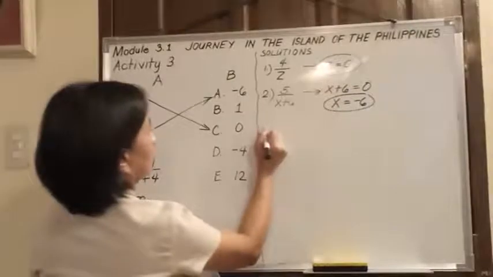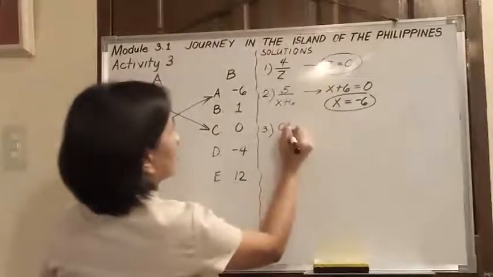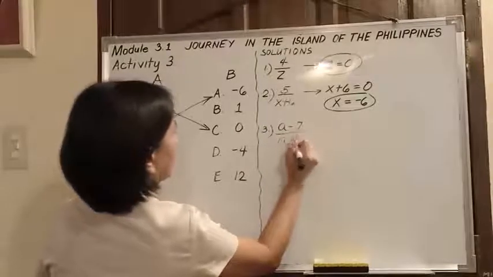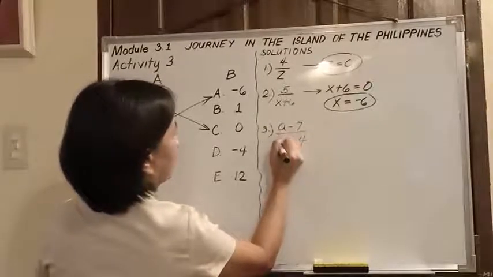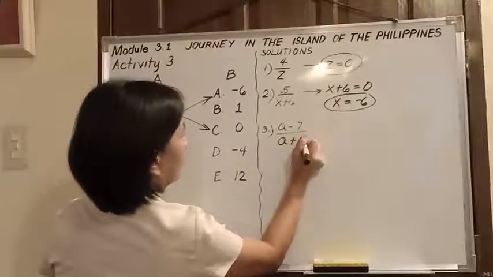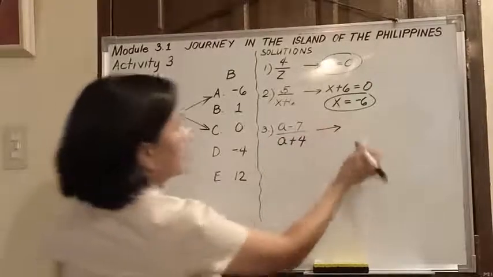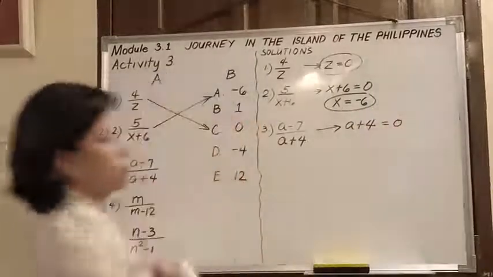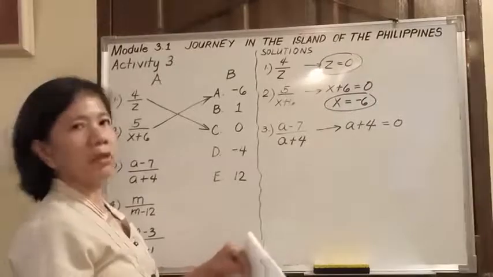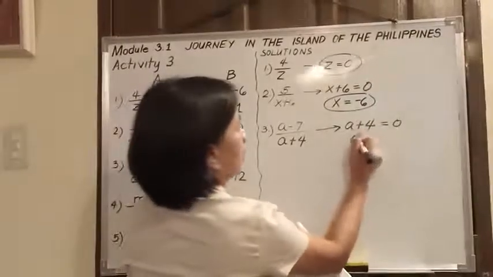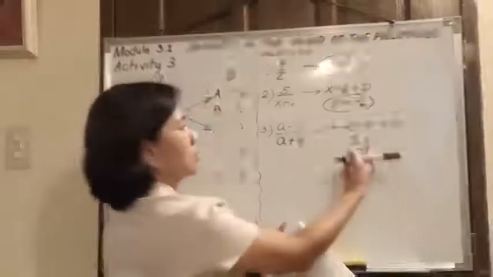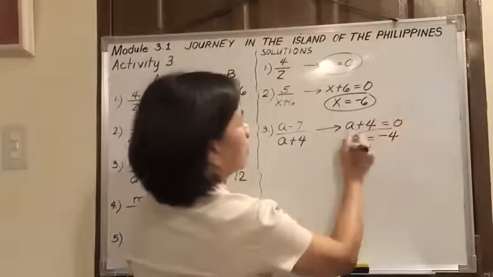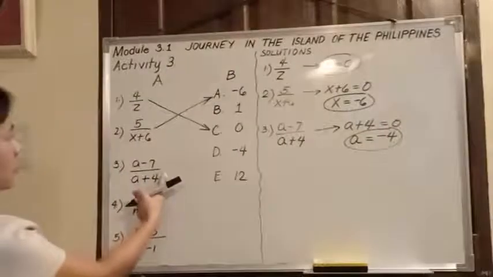Next, number 3. Our given is a minus 7 all over a plus 4. Our denominator is a plus 4. Again, we will equate this to 0. Then transposing positive 4, we bring down a to get the value of a. Just transpose 4. This will change the sign, and that is negative 4. So, letter D.